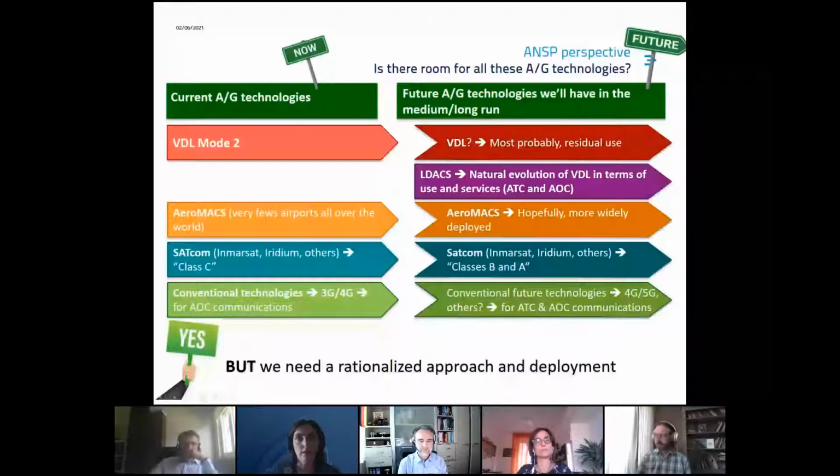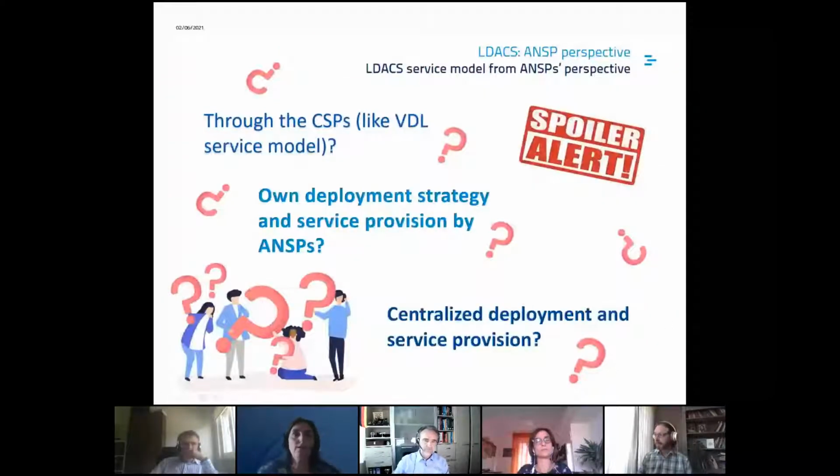Regarding the LDACS service model, probably we have already answered the question in the chat, as it was also in the previous webinar. But in any case, as this is a topic that will be further explained in the next webinar, I'm not going to get into much detail. So you have to keep in mind that the deployment model and the service model are very related.